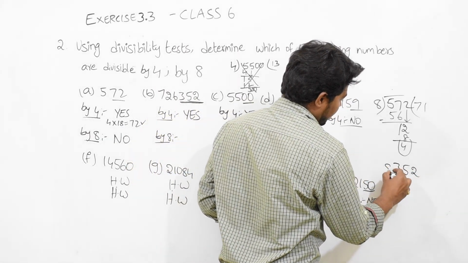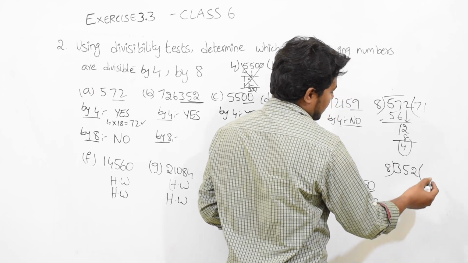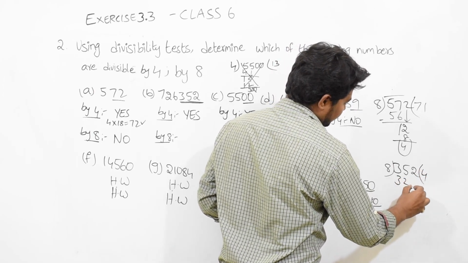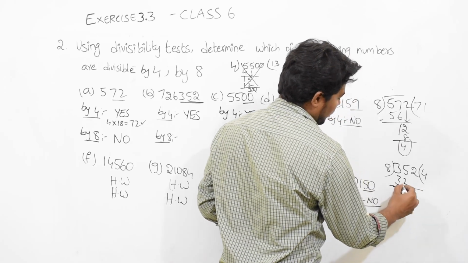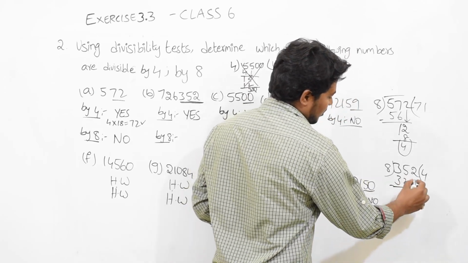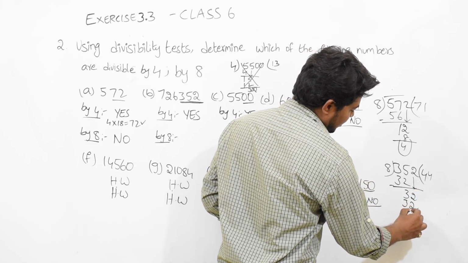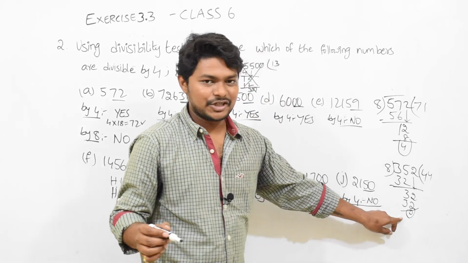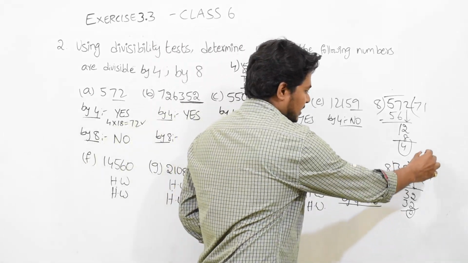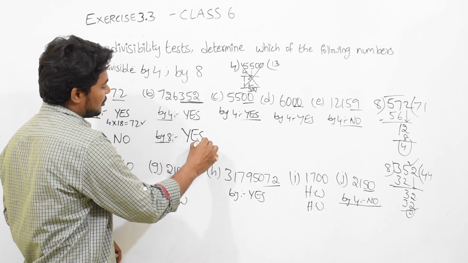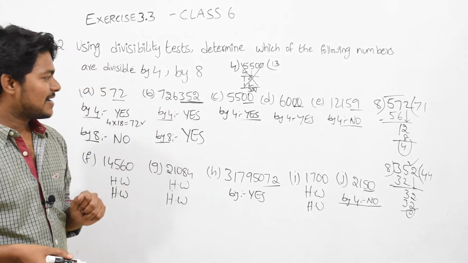352 divided by 8. 8 4s are 32. Then 5 minus 2 is 3. Bring down this 2. Again 8 4s are 32. You see the magic? 0 is coming, which means it is divisible by 8. So this number is a big yes. Cheers. It is divisible by 8.